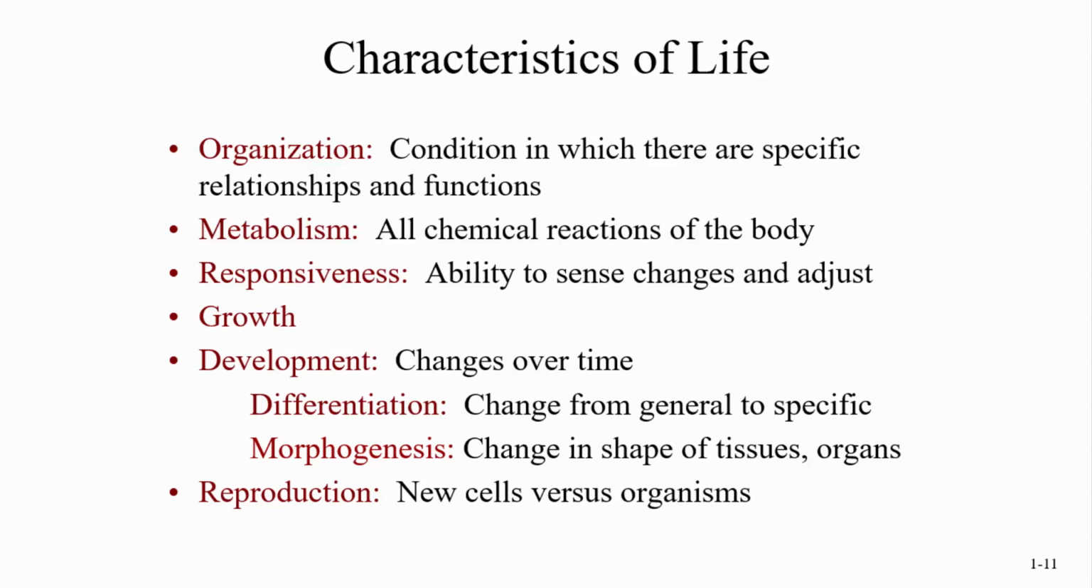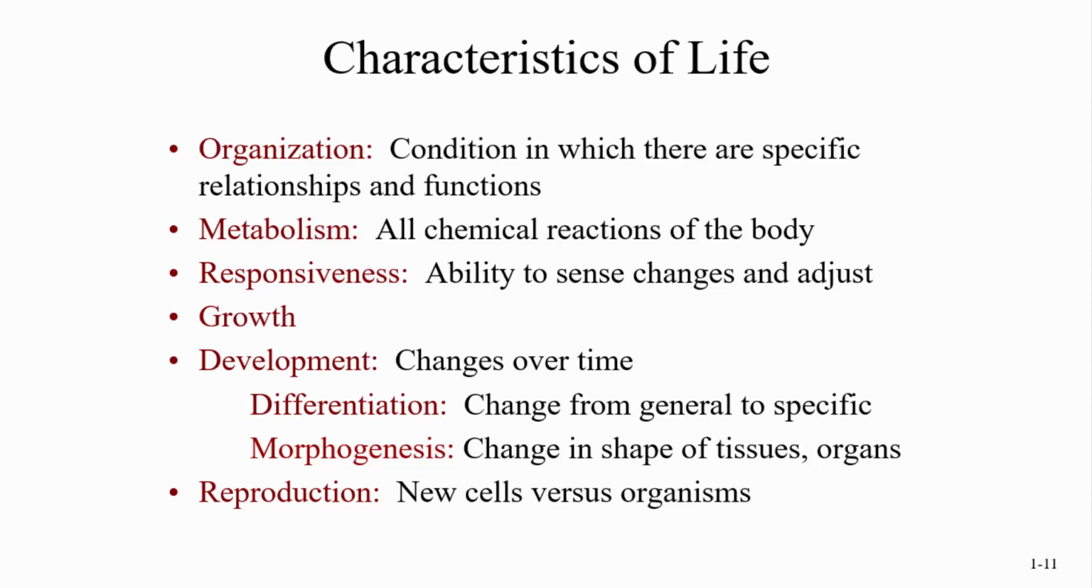Okay, development. And these are changes over time. We have differentiation and we have morphogenesis. Differentiation is the change from general to specific. Remember, I talked about we are one cell. When those cells divide, for the most part, those are little clones of each other. Eventually, that little ball of clone cells is going to have to start to specialize.